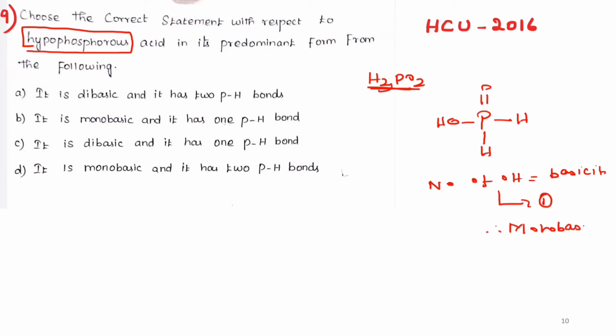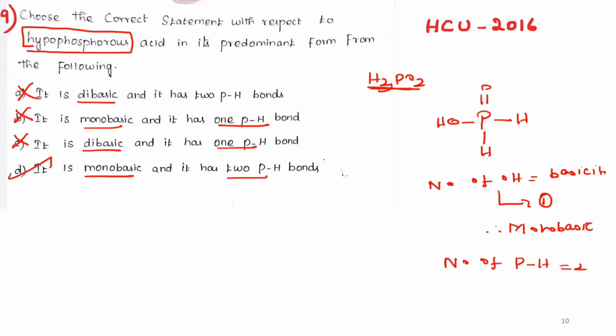Now, how many P-H bonds? The number of P-H bonds equals 1, 2. Now read the options. It is dibasic? No, it's monobasic, right? It is 1 P-H? No, it's 2 P-H bonds. It is dibasic and 1 P-H bond, it's wrong. It is monobasic and 2 P-H bonds. Answer D is correct. Simple question, right?